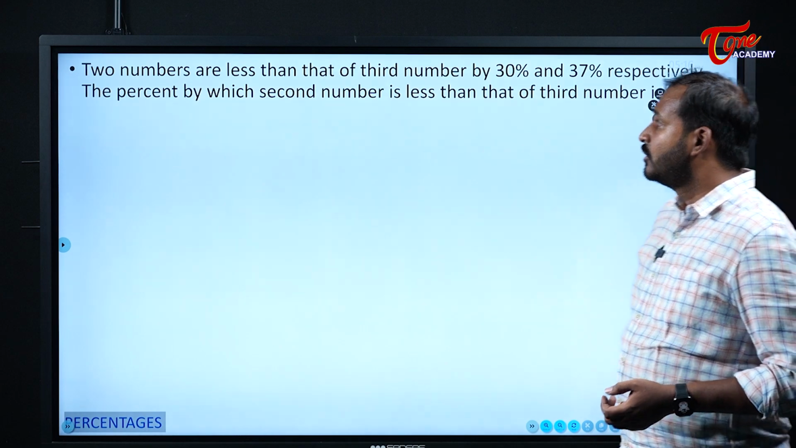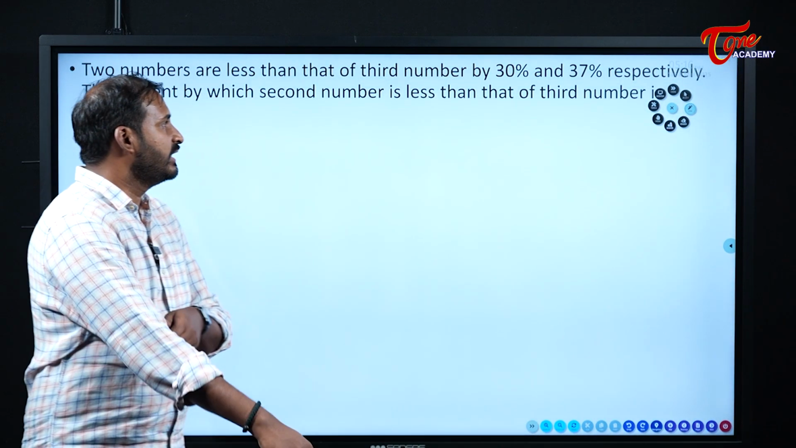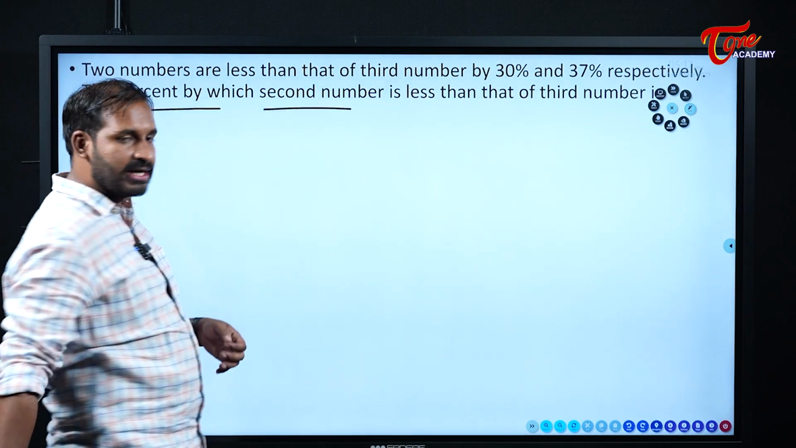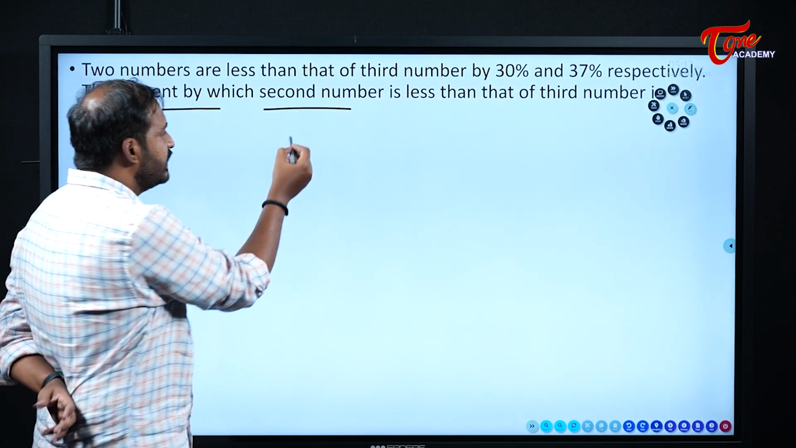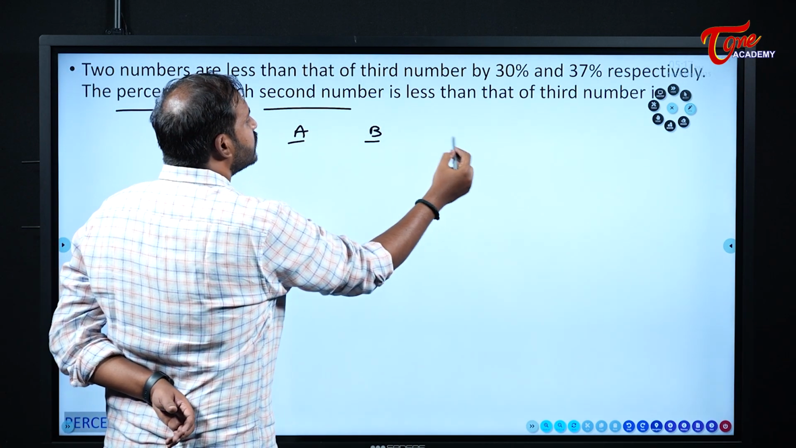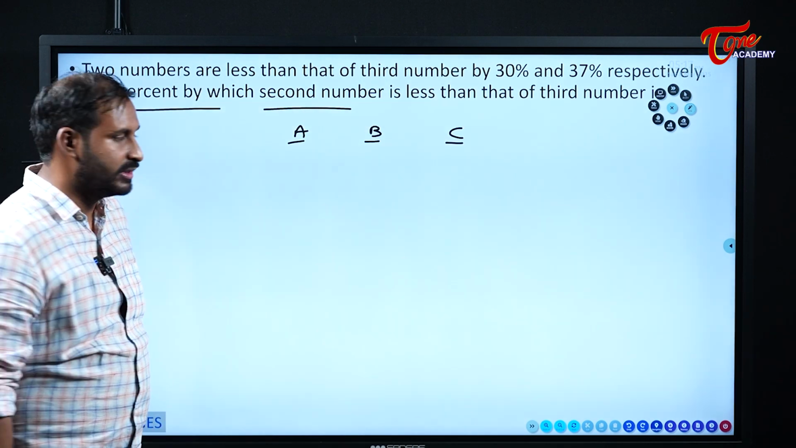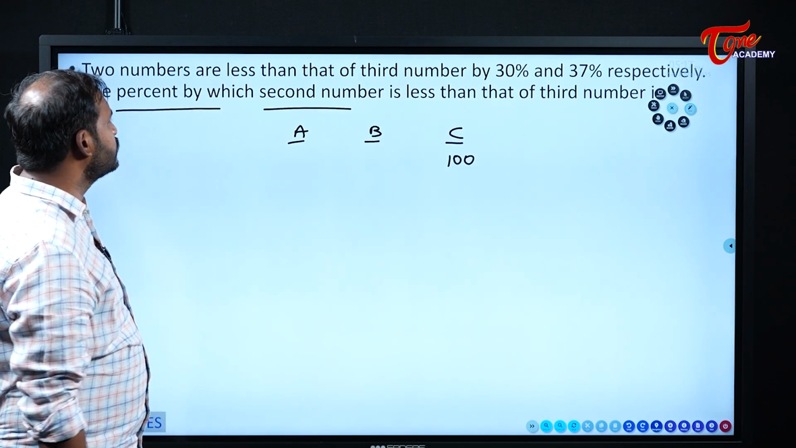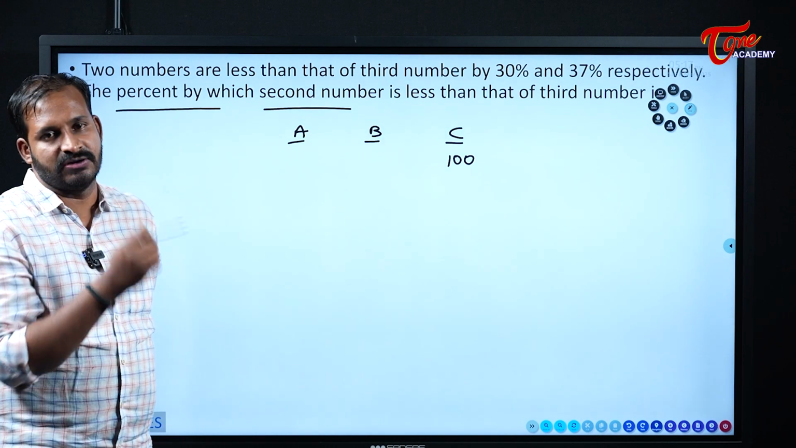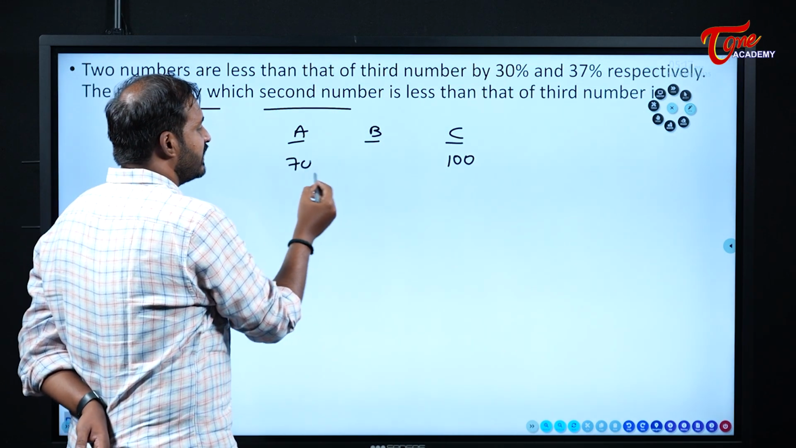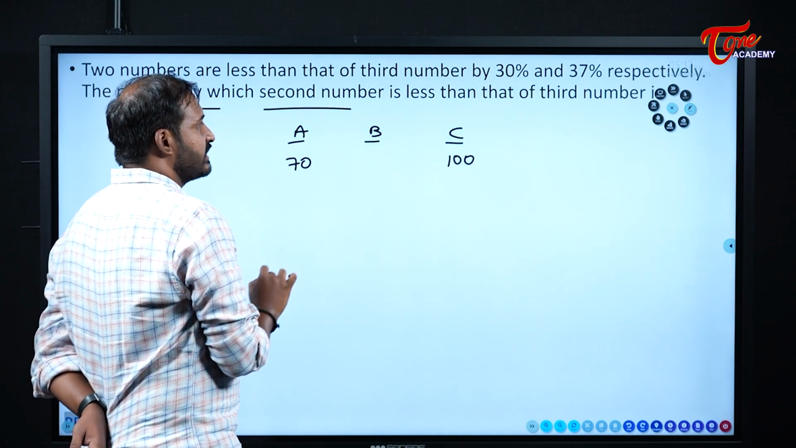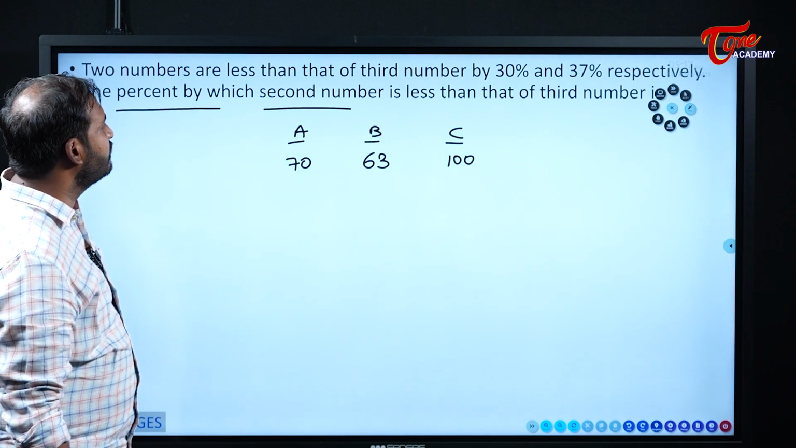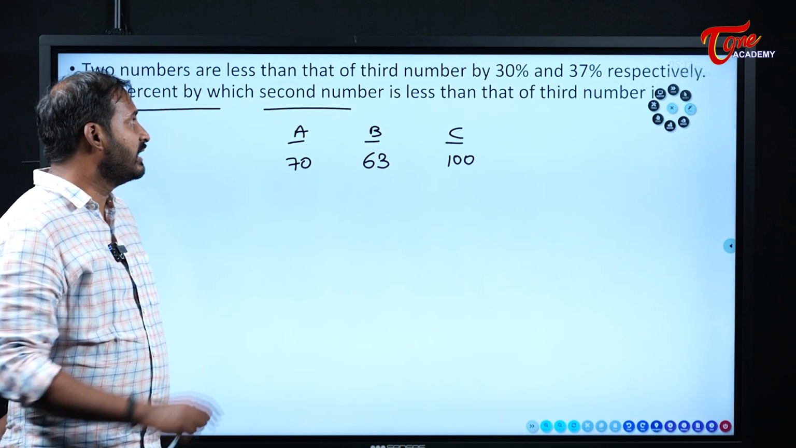Next one. Two numbers are less than a third number by 30% and 37% respectively. The percent by which second number is less than the third number is. There is a third number. Okay, here we cannot apply our shortcut method, so definitely we need to go with the basic and traditional method only. There is a third number which is 100. What they are telling is two numbers are less than the third number by 30% and 37%. So my first number will become how much? 70. Why? Because less, right? So 100 minus 30 is 70. Next 37%, so this will become what? 63.